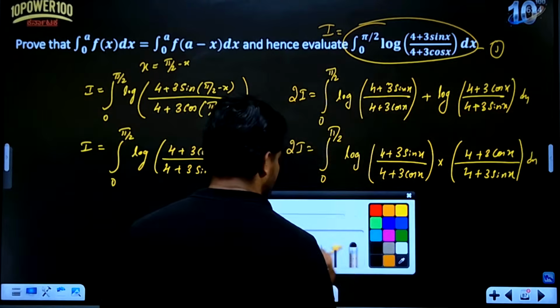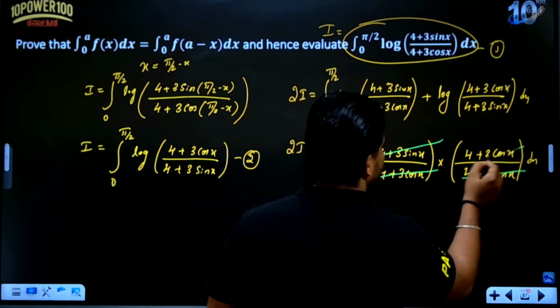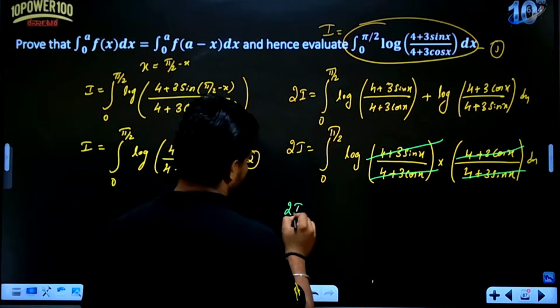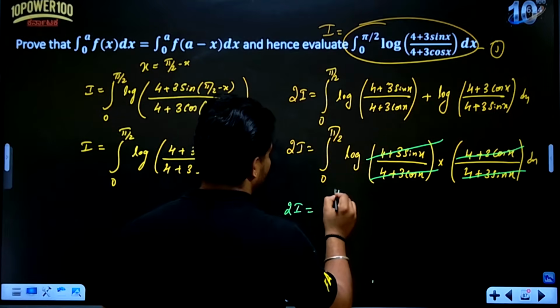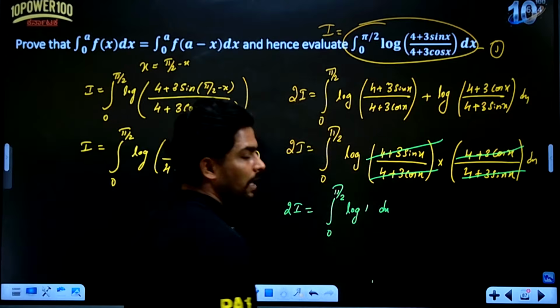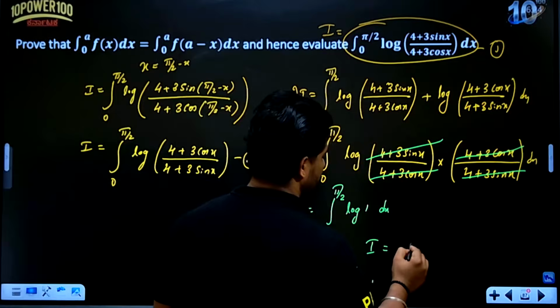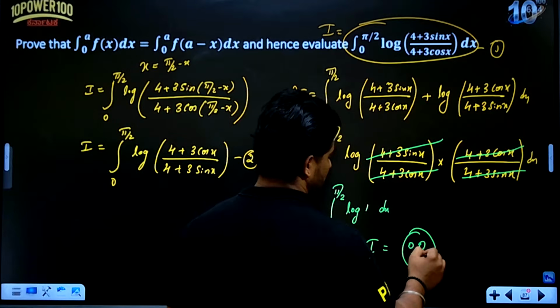Okay, now it is simpler. This one and this one get cancelled out. We get 2I is equal to the integration from 0 to pi by 2 of log 1 with respect to dx. So log 1 is 0. So the complete answer is I is equal to the integration of 0, which is 0. So 0 is the answer.